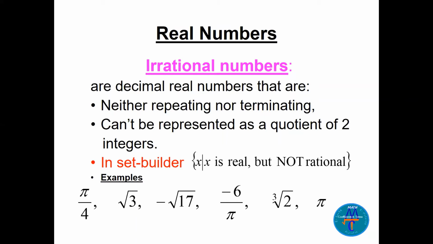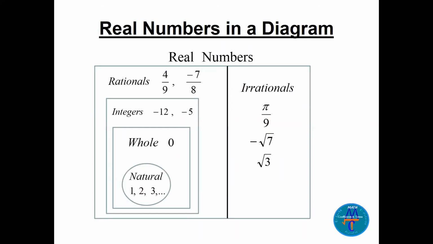You can see here some examples: minus square root of 17, minus 6 over pi, cube root of 2, pi itself. These are all irrational numbers. Now this is a little diagram to help you understand.